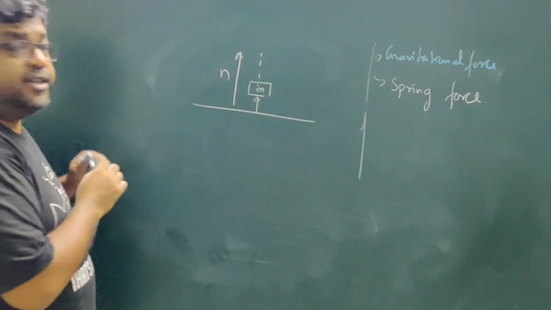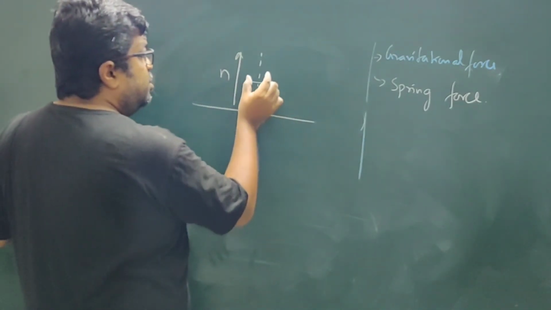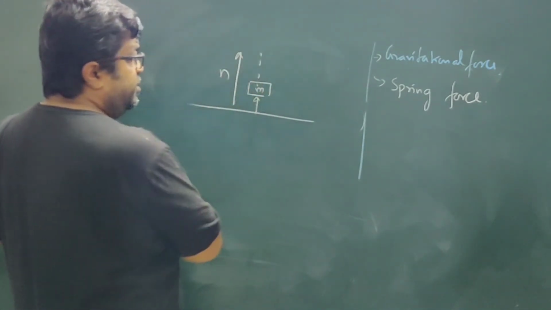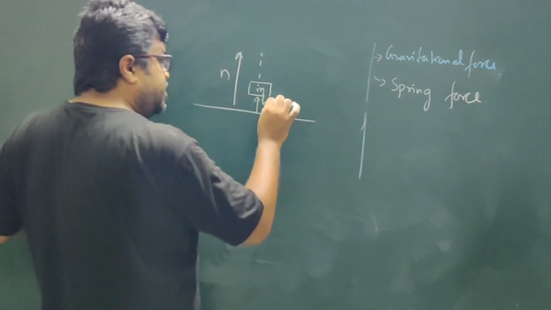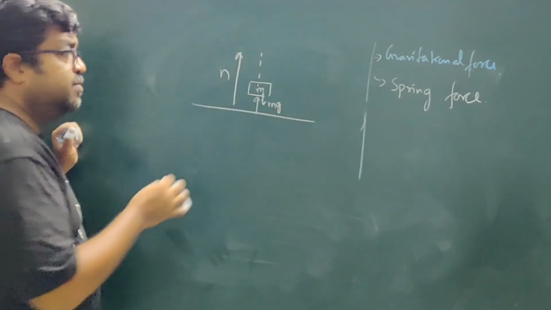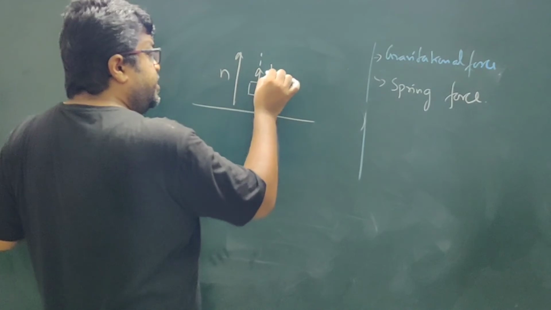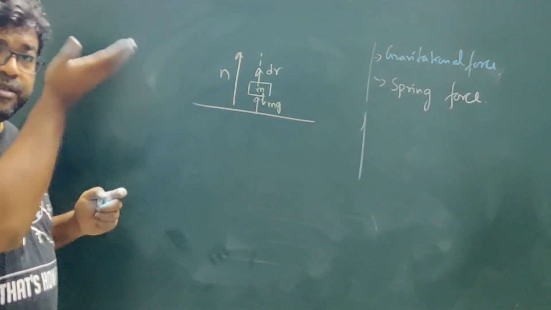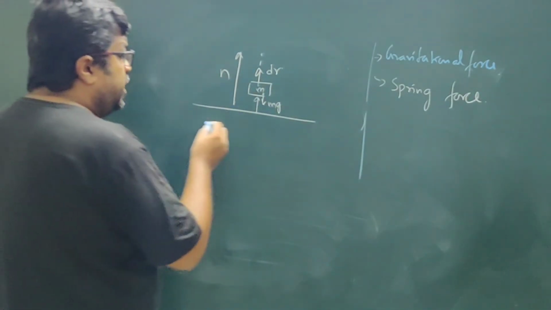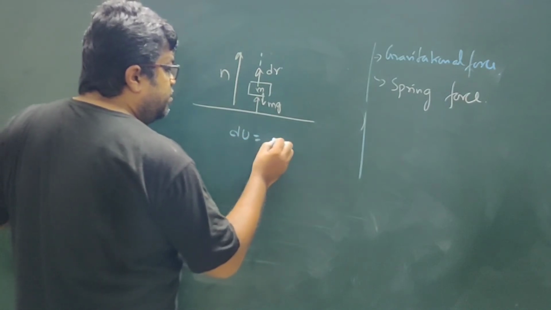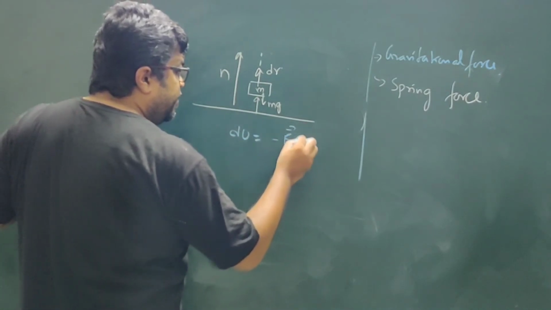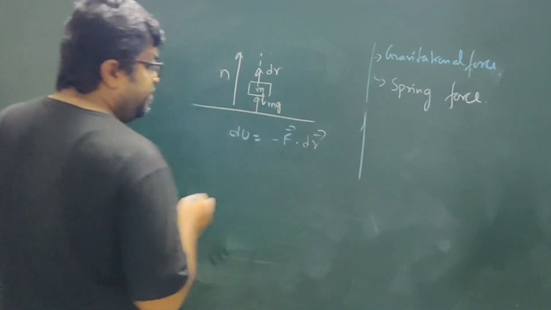At a particular instant, it is at this particular position. I am taking this block from ground level to height h. Obviously this force is acting in this direction. This is the gravitational force. Suppose the displacement is in this direction, dr, in the upward direction. So we have seen that dU is equal to minus F dot dr.